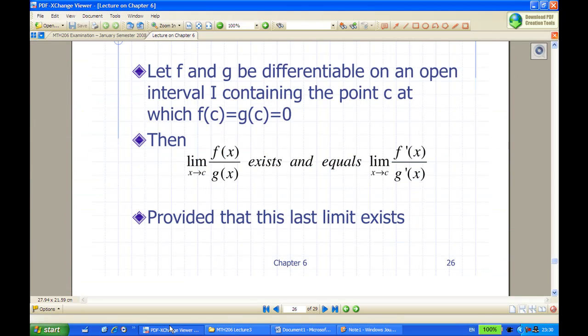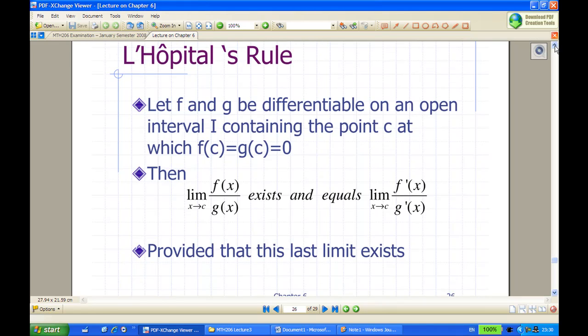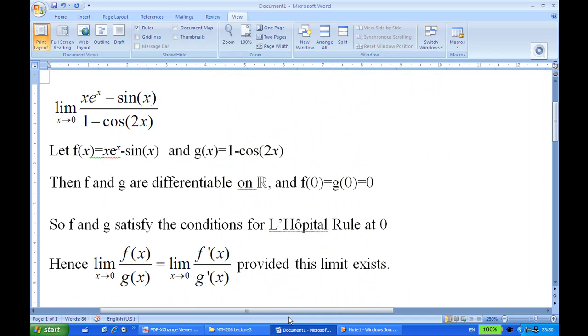It says that if f and g are differentiable on an open interval I containing the point c, at which f(c) and g(c) equal 0, and in this case c is equal to 0, then the limit of f(x) over g(x) when x approaches c exists and equals the limit of f prime x over g prime x when x approaches c, provided the last limit exists. Now let's look at the question and see how we do the problem.